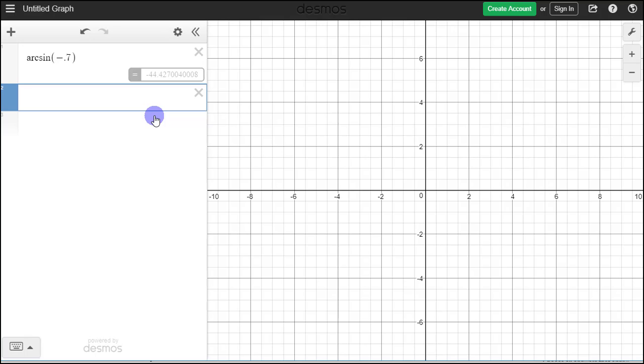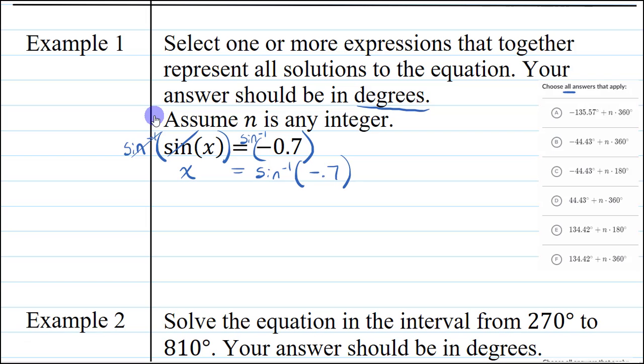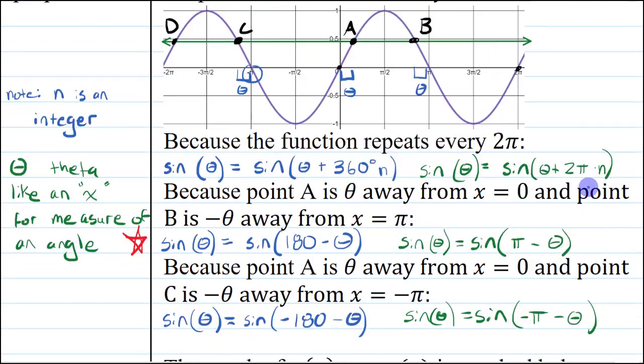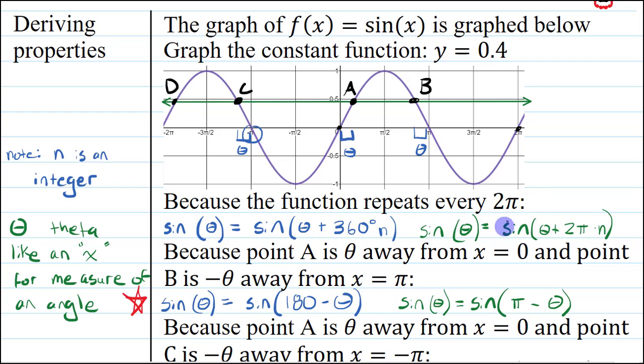Do we get that? So x is equal to negative 44.43. And that's in degrees, yeah. All right. So that is one answer, but notice that all these answers over here have n's in them. This is using that first rule that we learned all the way up here at the top. It's using this rule right here, where you can add on 360 degrees.